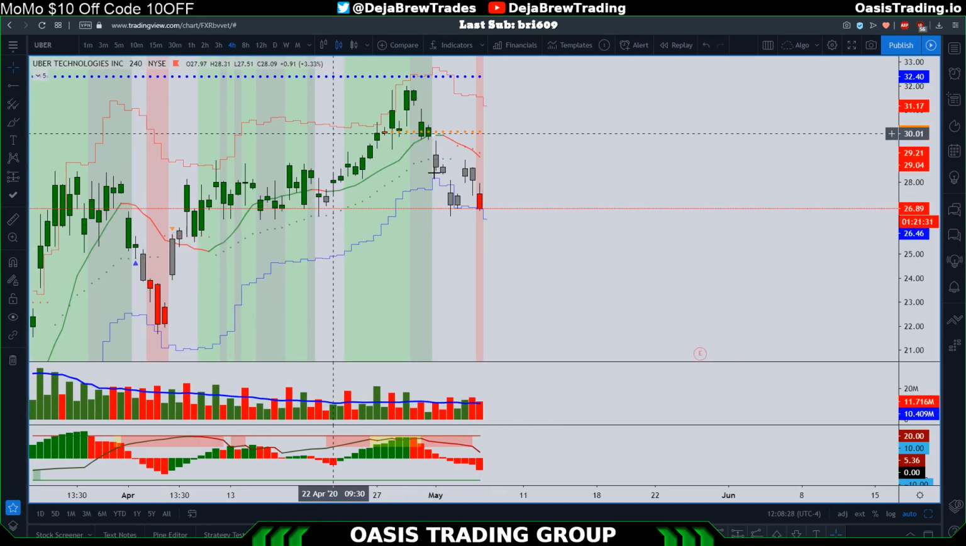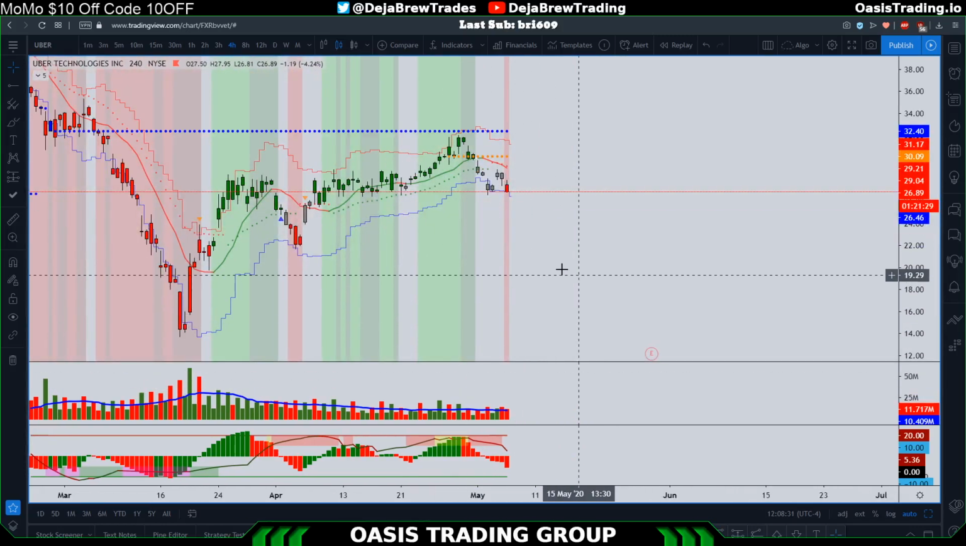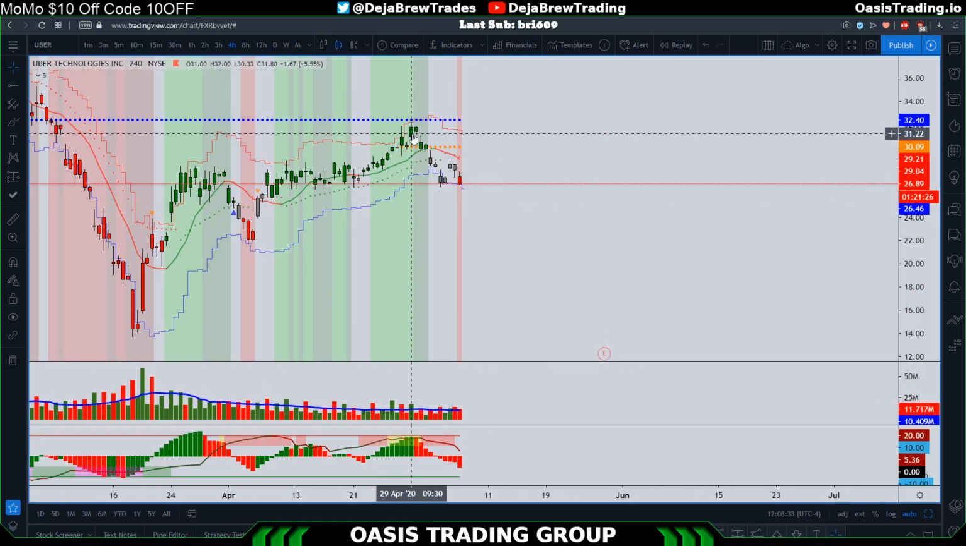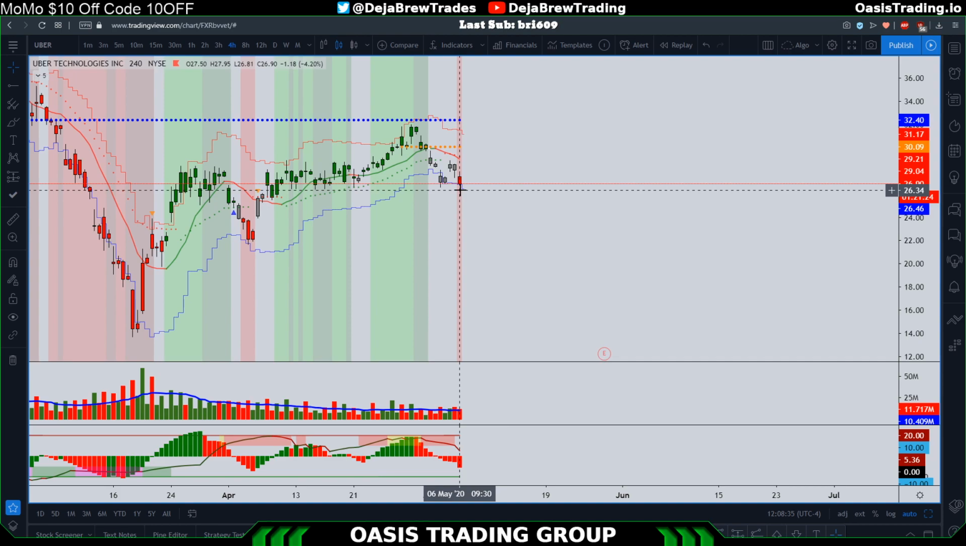First red candle here on the 4-hour on Uber as well. Yeah, Momo signal to top. That top was beautiful. You failed that pivot as well.